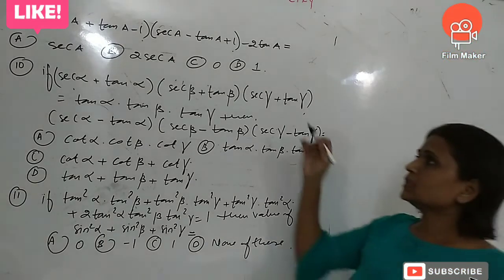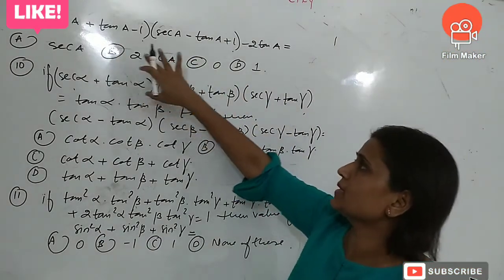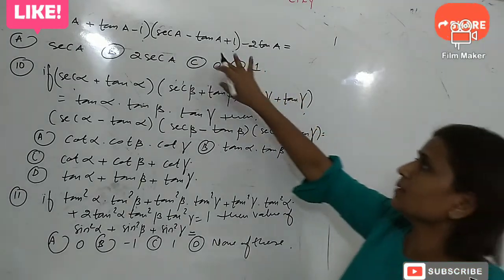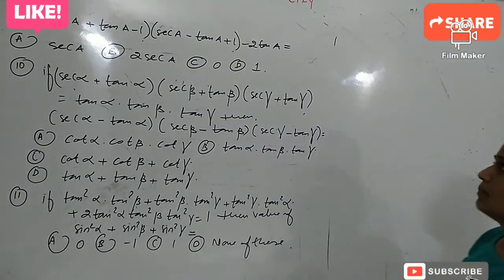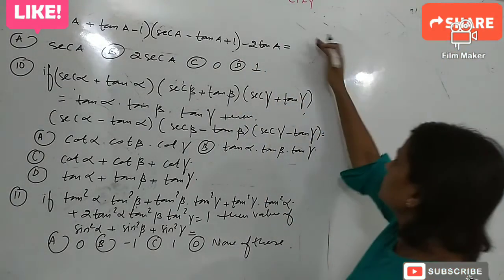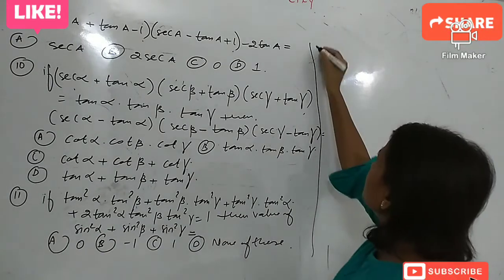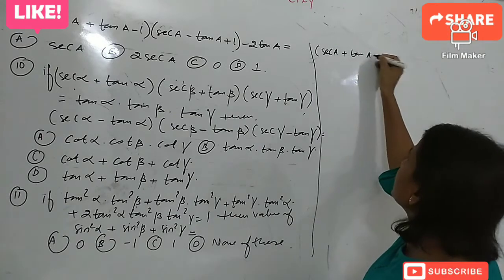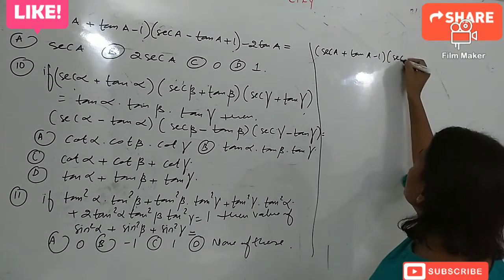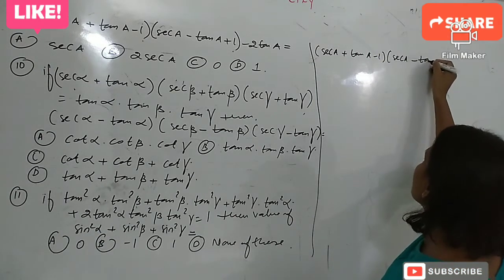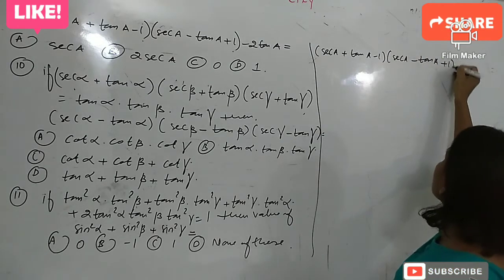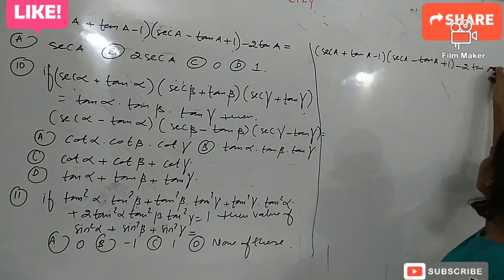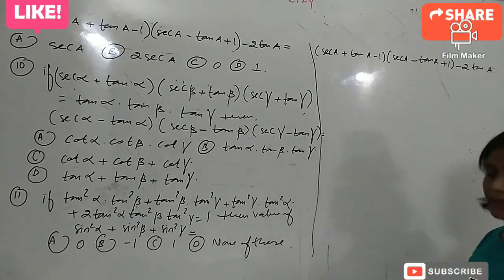So moving toward the next question. Next question is the sec A plus tan A minus 1 into sec A minus tan A plus 1 and minus 2 tan A. So just start from given expression. Given expression is sec A plus tan A minus 1 and sec A minus tan A plus 1 and minus 2 tan A. So just simplify this whole expression.